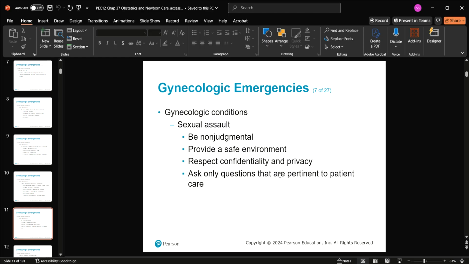As always, be non-judgmental, provide a safe environment for these individuals, and always respect them as a person. Respect their privacy. Try to get them in the back of the truck as quickly as possible. That way, they are not around other people, and they can be more free to talk to you or your partner.